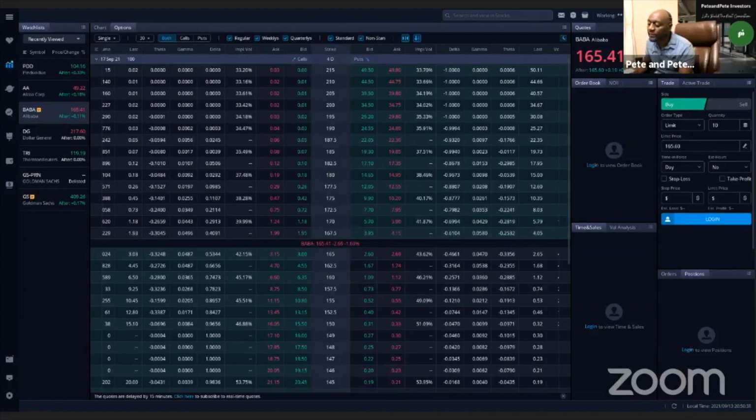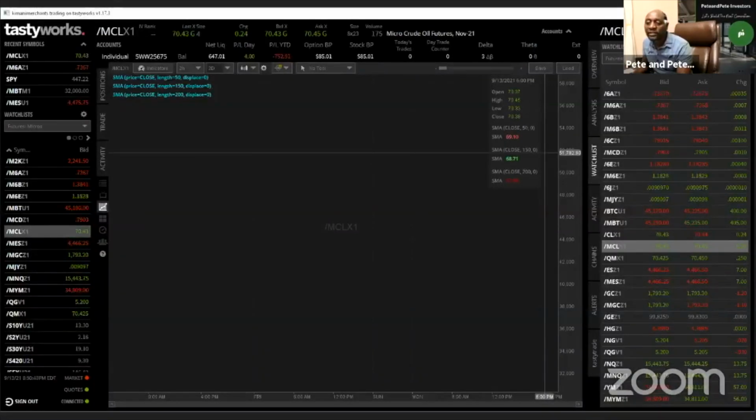Okay, then I do have Tastyworks, if you have an account with Tastyworks. So this one is popular with micro contracts on futures. It also has stocks. It does have options too.